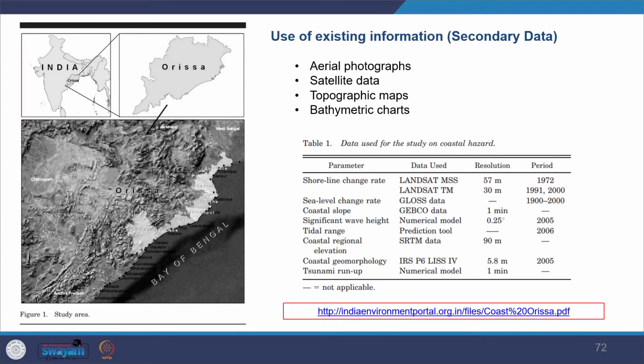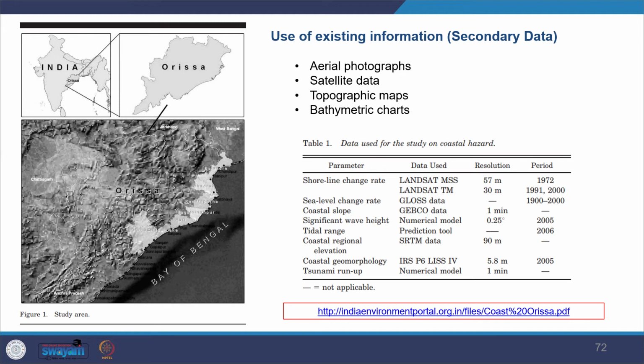When you look at the secondary data, what kind of secondary data would you require? Among the existing information, aerial photography and satellite data are most used, because the coastal areas are wide and complex, and it's not easy to have point data in most of the places. So we are seeing that the use of aerial photography and satellite data is increasing.